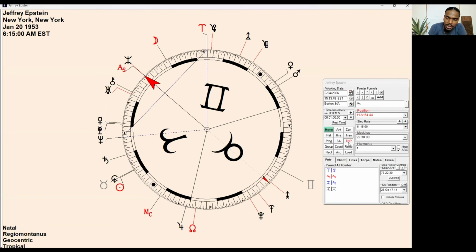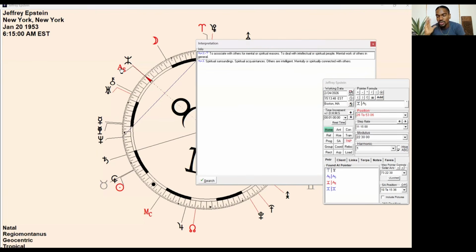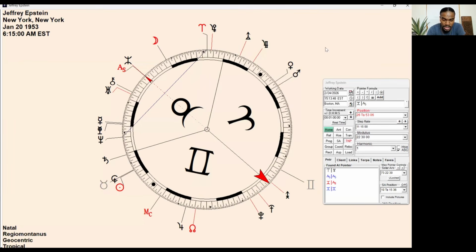But his ascendant with Poseidon is saying that he could have come from a home of very intelligent people. He could have also come from a home with highly religious people, because Poseidon has to do with our mind and the culturing of our mind, whether as a result of going to university or as a result of being in a religious household. So this says spiritual surroundings, spiritual acquaintances, others who are intelligent, mentally or spiritually connected with others. These are the things that we see in relation to Poseidon.